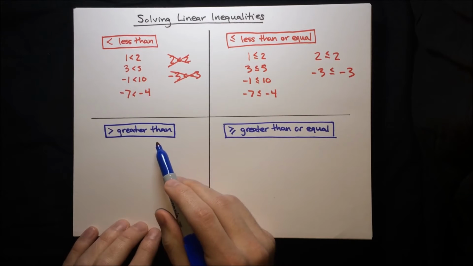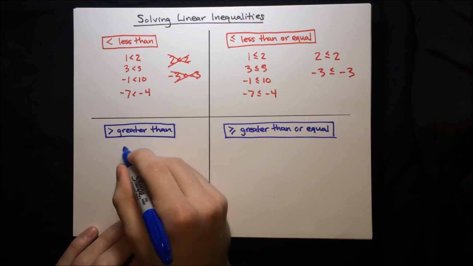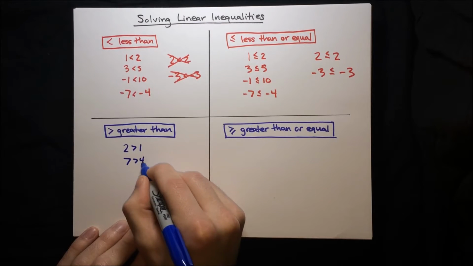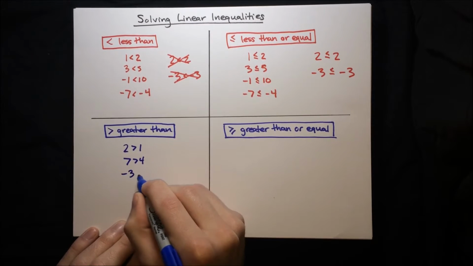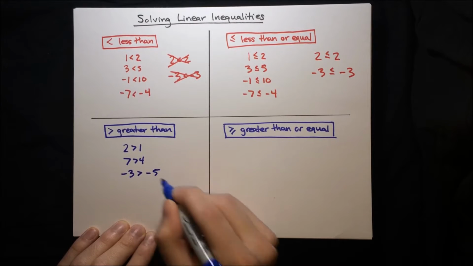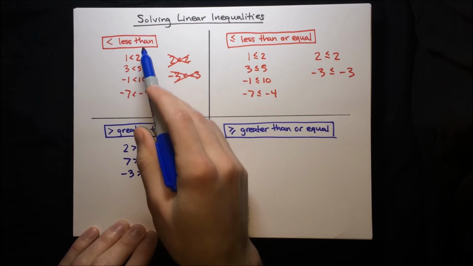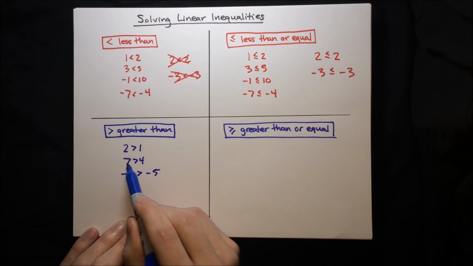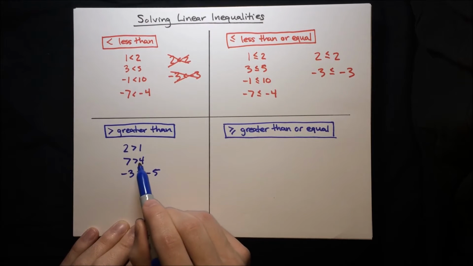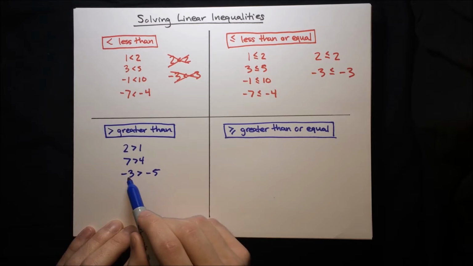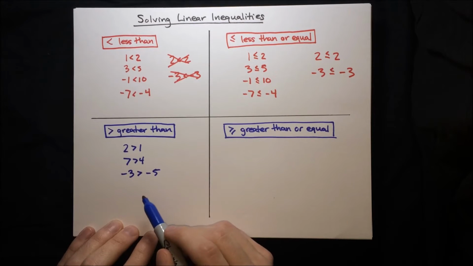With greater than, here are a few examples. 2 is greater than 1, 7 is greater than 4, -3 is greater than -5. It's pretty much less than, just flip the other way. 1 is less than 2, so 2 is greater than 1. 4 is less than 7, so 7 is greater than 4. -5 is less than -3, so -3 is greater than -5.